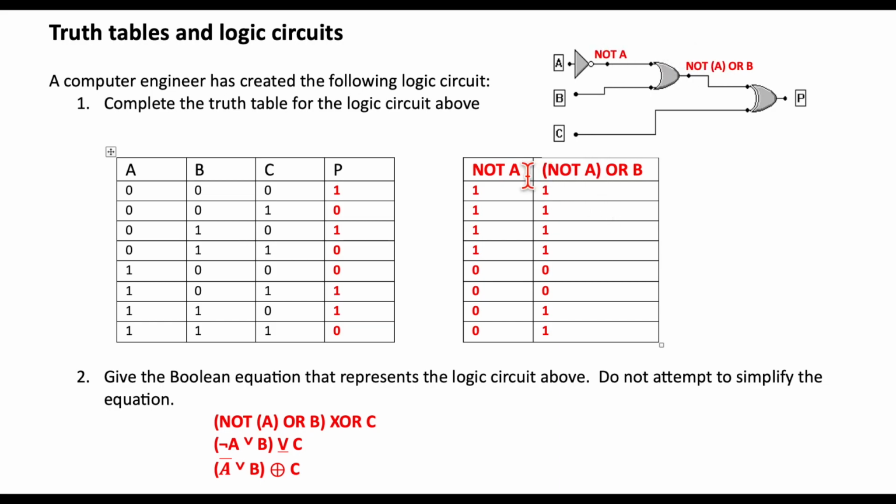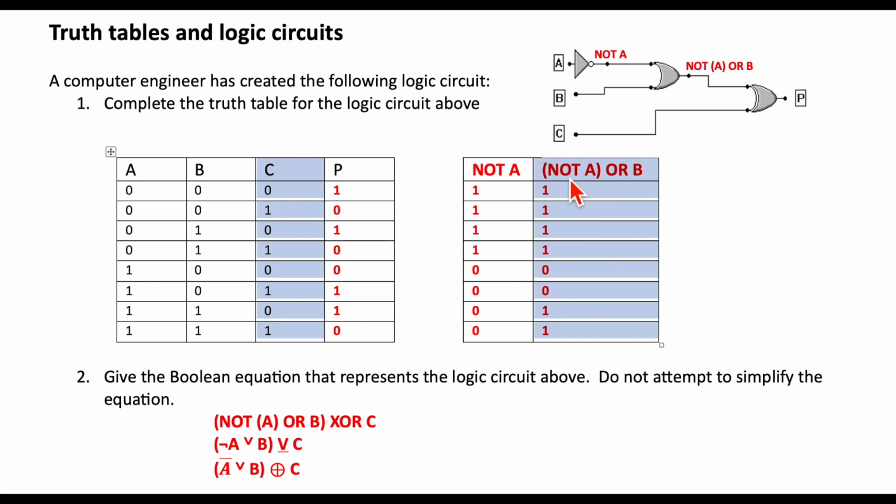Now we can use these internal columns to complete the output for P. The output of P is the output of an exclusive OR gate, and the two inputs for that gate are the NOT A ORed with B and the C column. Now an exclusive OR gate is also known as a difference gate. So where we see a difference between the two inputs to an exclusive OR gate, we will see a 1 output. So let's look at the first few rows.